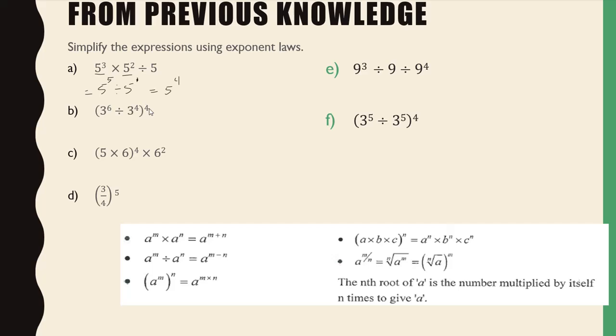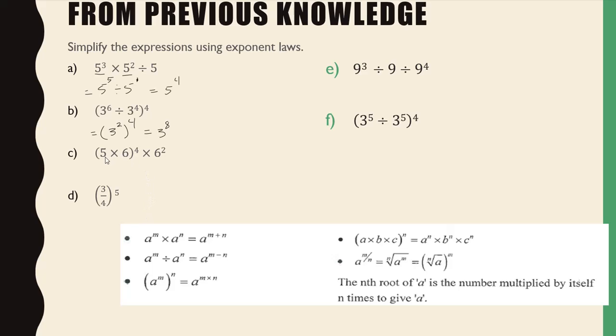All right, the next one. We're going to do inside the brackets first. Here we have the same base of 3 and a division, so we're going to subtract the exponent. So 6 minus 4 is 2. And we still have that exponent on the outside. So we have power over power, so we actually multiply 2 times 4. So we get 3 to the power of 8.